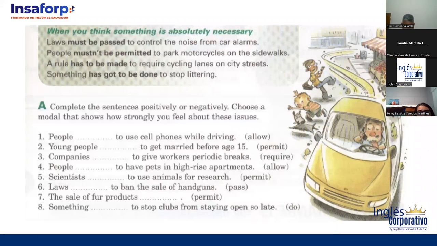Number two. Young people must not be permitted to get married before age 15. Okay, excellent, right? Young people must not or mustn't be permitted, right, to get married before age 15. Definitely. At age 15, we're not pretty sure, right, what we want. So that's true. What about number three, Jose?